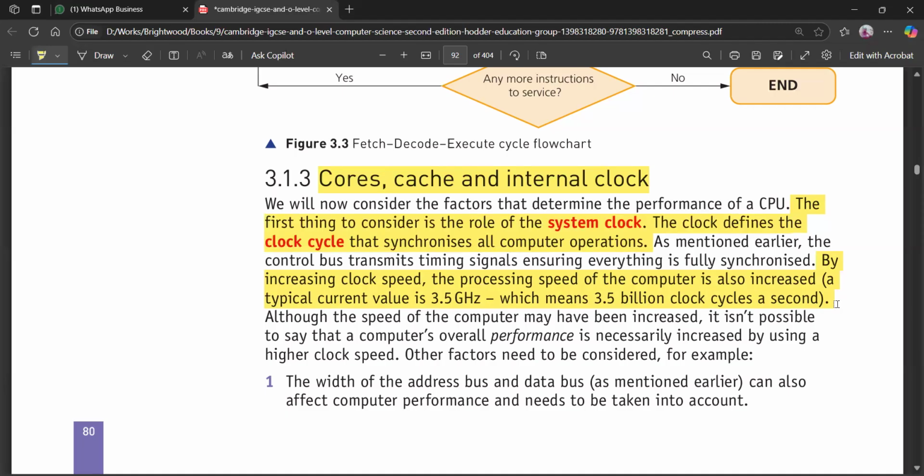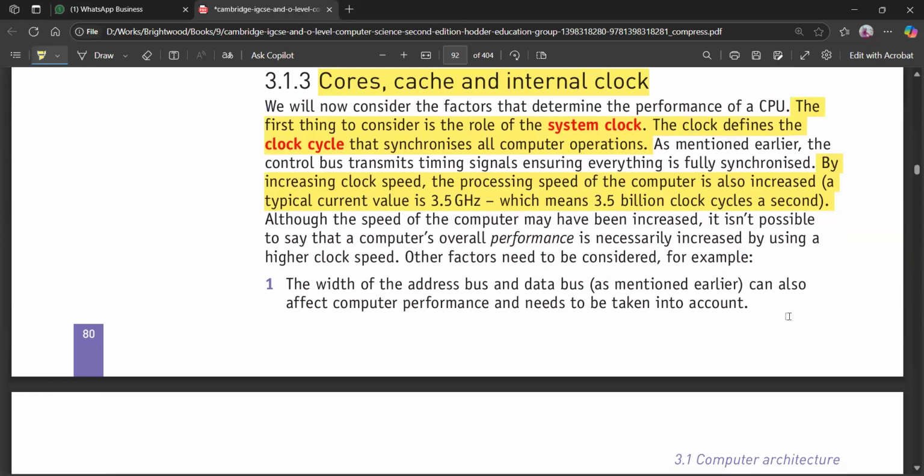The speed of the computer may have been increased, but it isn't possible to say that the computer's overall performance necessarily increases by using a higher clock speed. Having a higher clock speed is necessary, but other factors need to be considered. The processor can't do all the things; clock speed only describes one aspect of the processor.